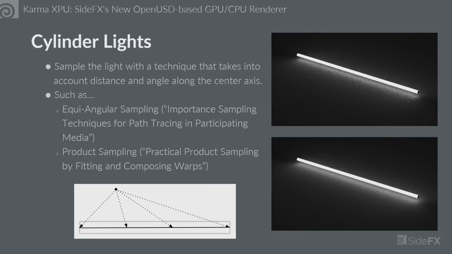Now for some lighting gems. We have improved sampling on our cylinder lights, which now take into account both distance and angle along the central axis of the cylinder. So you can see this in this white diagram. Even though the cylinder is the grey box, we sample along the central black line there. The assumption being that cylinder lights are usually long and thin. And if we get a short one, then sampling reduces to uniform sampling anyway.